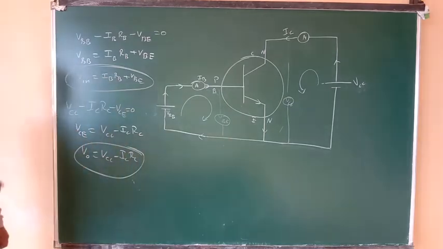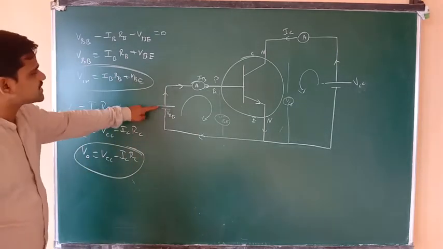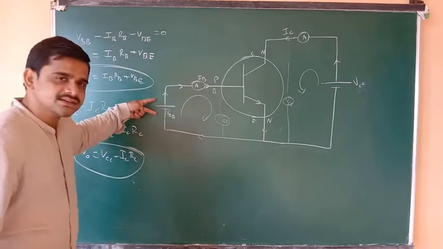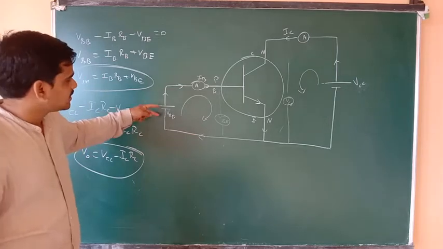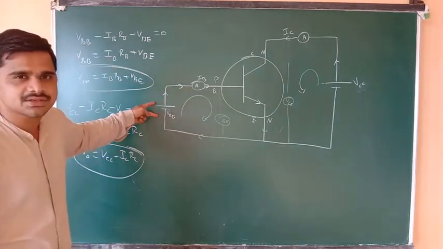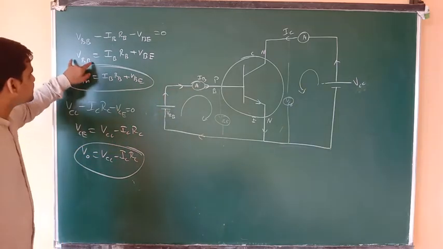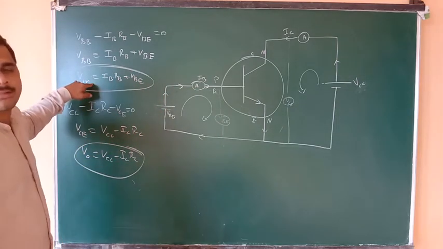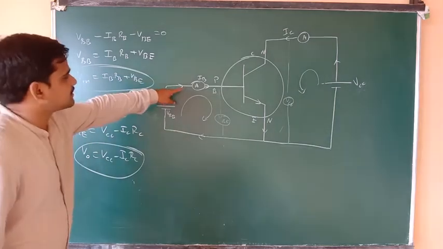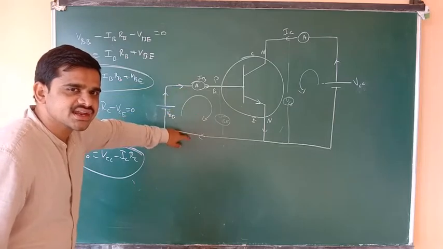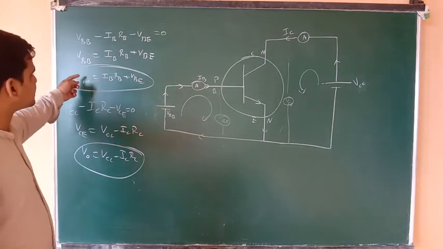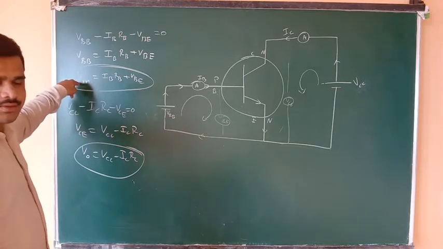I'll tell you one more time, listen here. I am taking this VBB as input. We give the input between the base and emitter with a battery. What battery power supply am I giving here? VBB. That's why I take VBB as the input voltage, because the input is given between the base and emitter with the help of a battery.